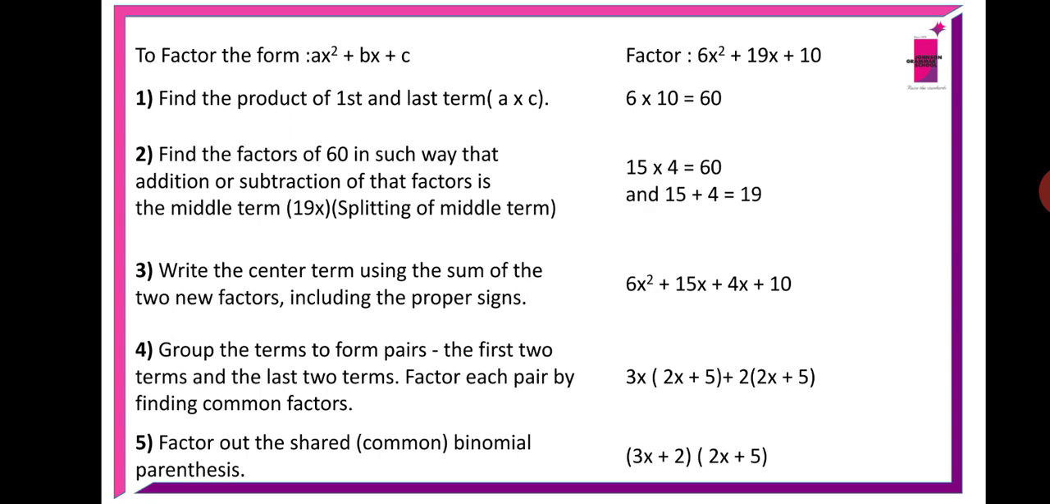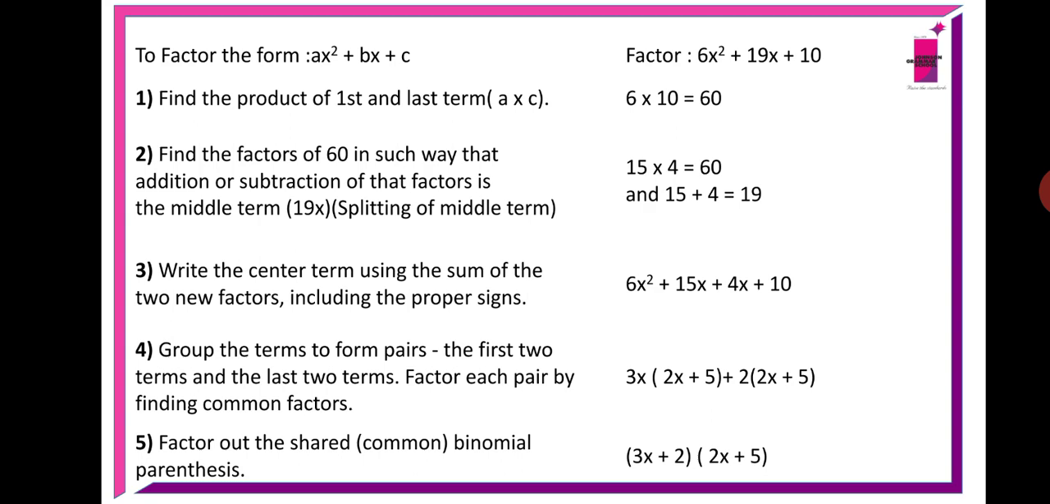Now 15 fours are 60, and if I add 15 plus 4, it becomes 19. So write the center term using the sum of the two new factors including the proper sign. Now 6x square plus 15x plus 4x plus 10. Group the terms to form pairs: the first two terms and the last two terms. Factor each pair by finding common factors. Then factor out the shared binomial in parenthesis.